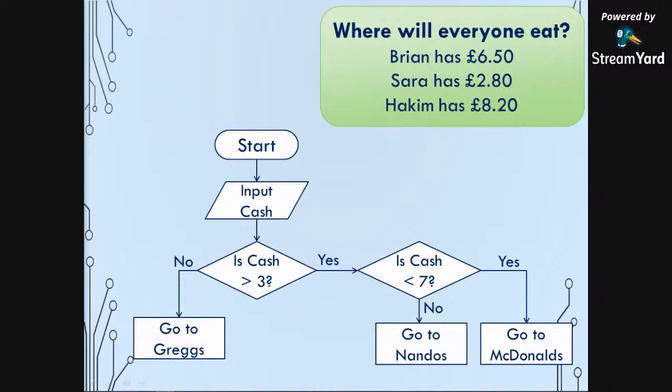So try and work that out. Where will everyone eat? If Brian has £6.50, Sarah has £2.80, and Hakim has £8.20, where are they going to eat? Try and maybe note it down on your phone or something if you can't write it down. In some way, note down what your answers are going to be, because the quiz that I'm going to send you is a quick fire quiz. So hopefully, if you've already got the answers, you can just answer really quickly. Okay.